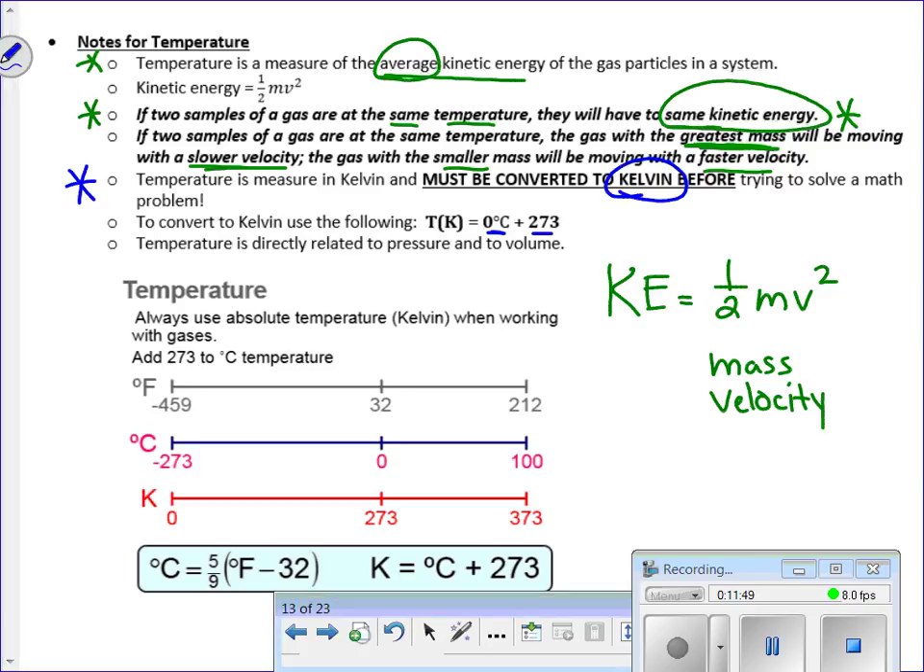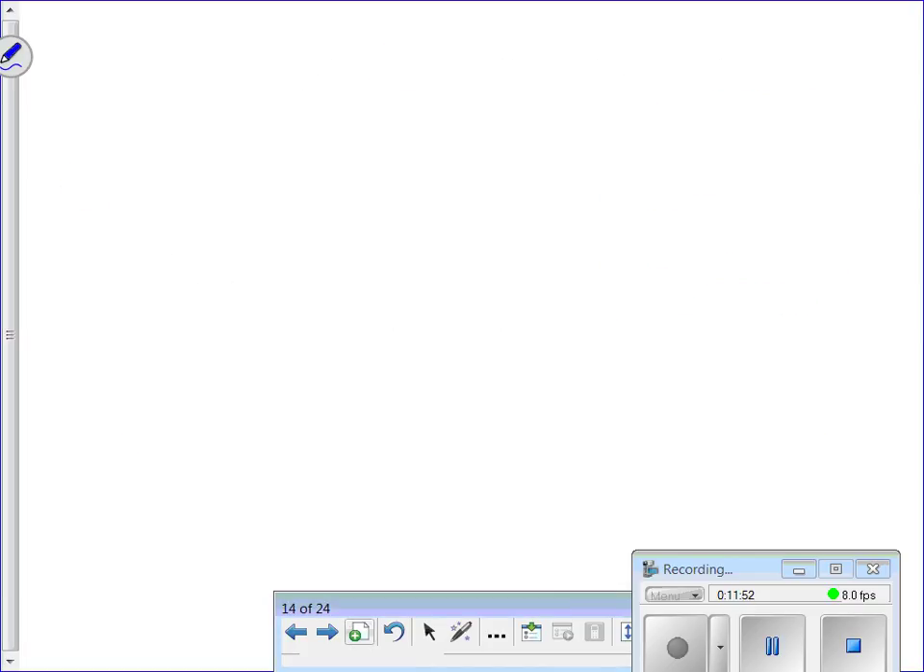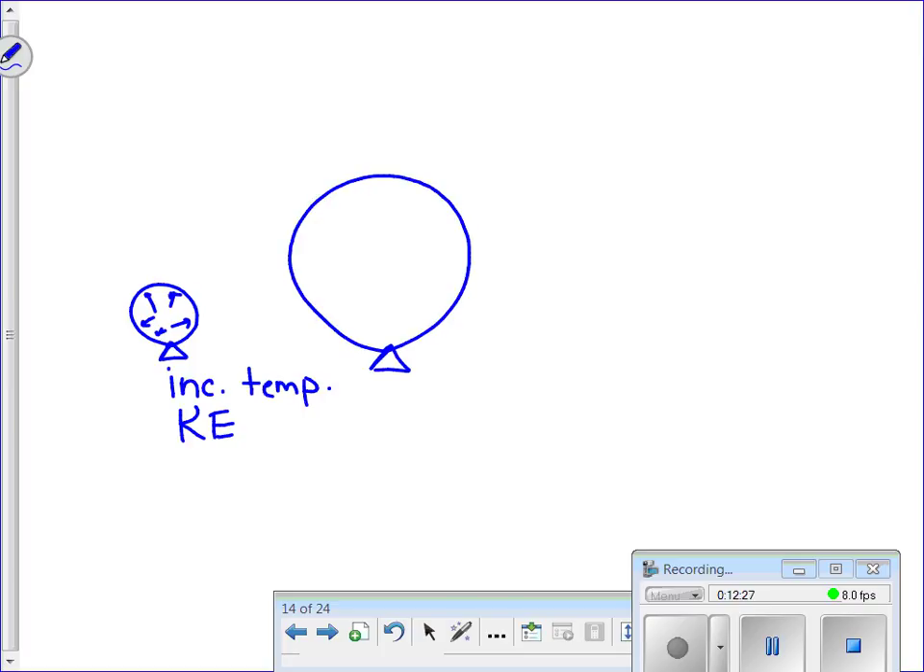So, for example, if I were to take a balloon and I were to increase the temperature, that would cause the gas molecules inside of the balloon to acquire more kinetic energy. So they would speed up and they would spread out from each other, causing the balloon to inflate. So you'd have an increase in volume.